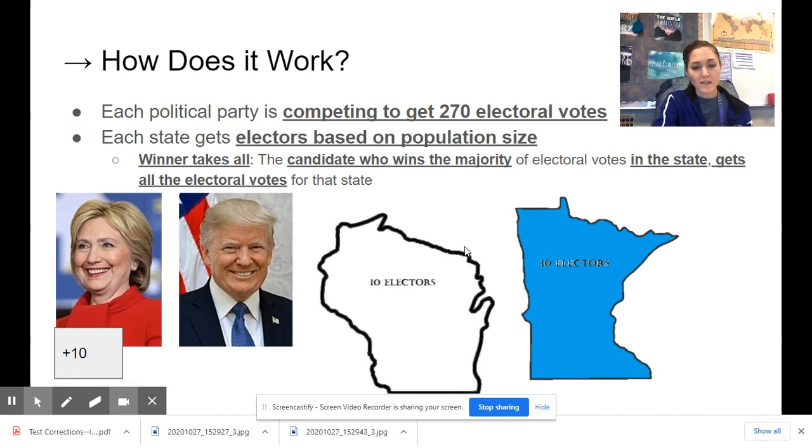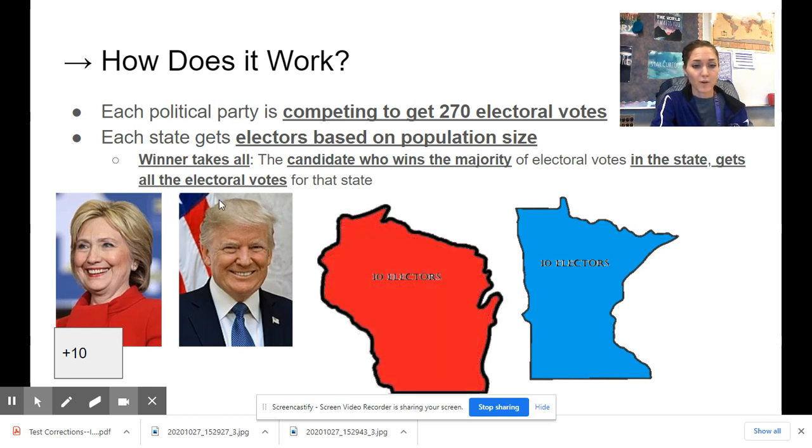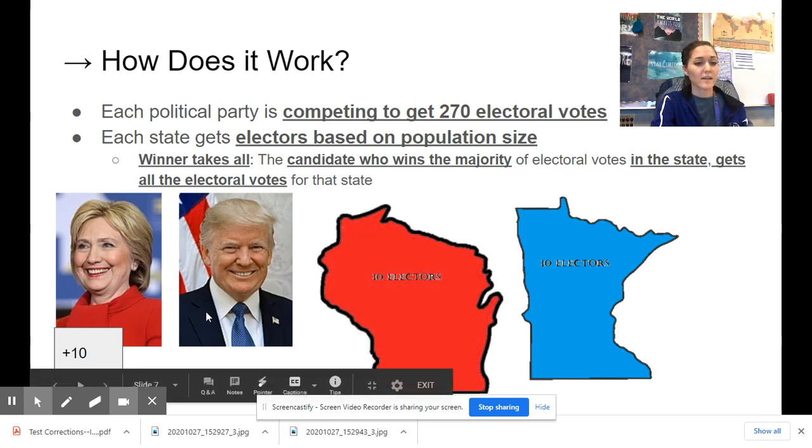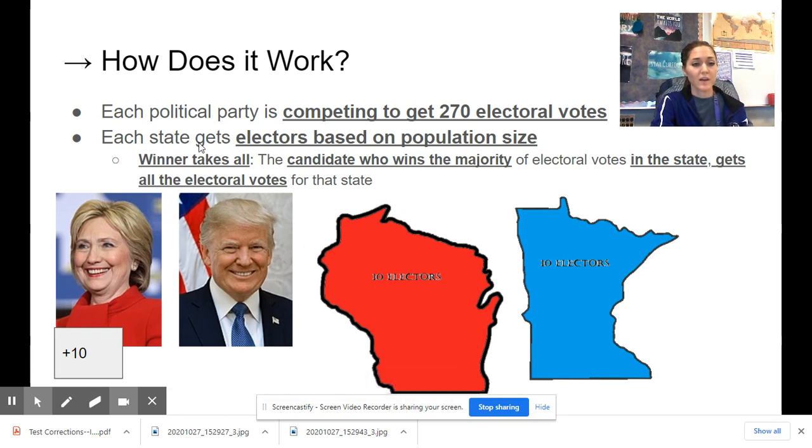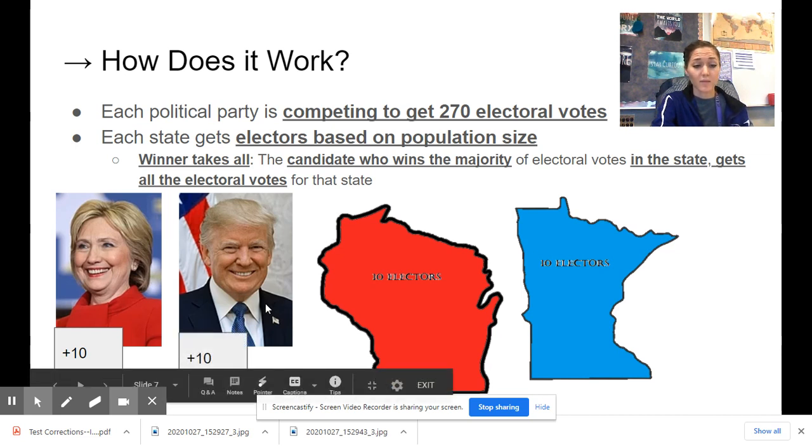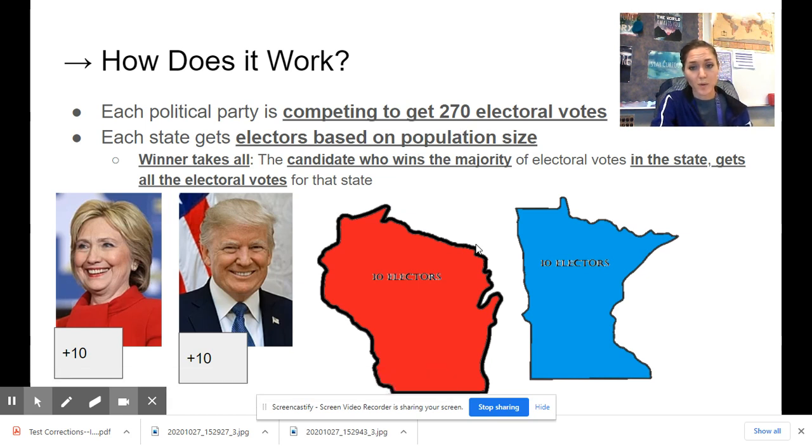Same thing with Wisconsin. Wisconsin had 10 electors. The majority of them voted for Donald Trump. Let's say that 7 of them voted for Donald Trump and 3 of them voted for Hillary Clinton. Because of that winner takes all system, even though 3 voted for Hillary Clinton, Donald Trump would get 10 points or 10 electoral votes towards his favor, and he needs a minimum of 270.